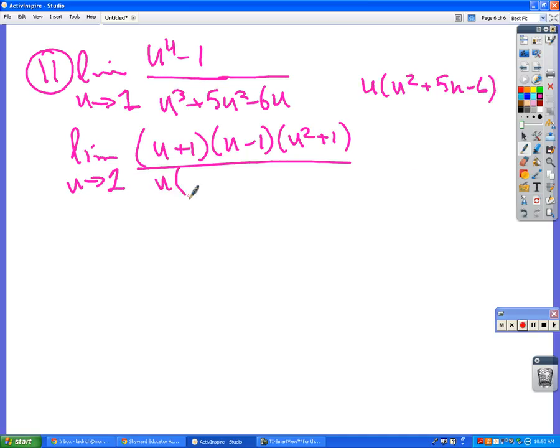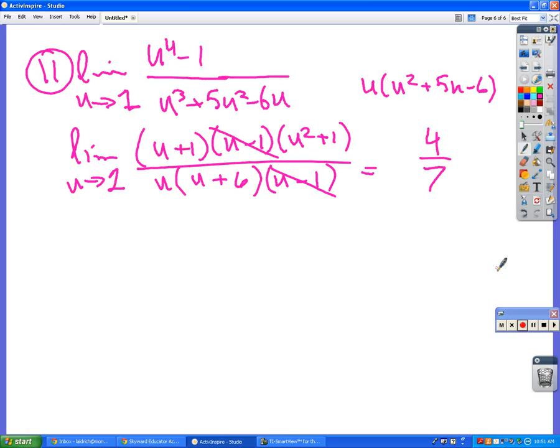And what does that leave me with? U squared plus 5u. Well, but what does it factor into? U plus 6, u minus 1. Okay? So now the u minus 1's cancel. And then can't I just plug in 1? Yeah. So that would be 2 times 2 on the top, which is 4, and 1 times 7 on the bottom, which is 7.